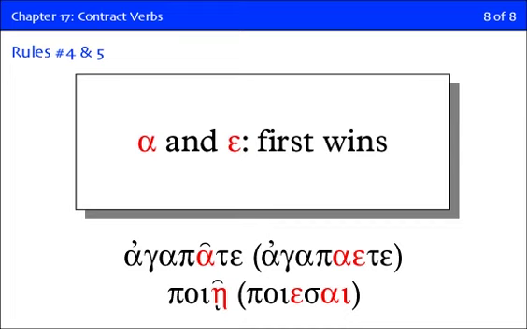And Rules 4 and 5 could actually be one rule if you wanted to, and that is when it comes to a combination of alpha and epsilon, whichever one comes first wins. Alpha lengthens to a long alpha, so alpha epsilon goes to alpha. Epsilon lengthens to an eta, so epsilon alpha goes to eta. So in the alpha epsilon or epsilon alpha contracts, it all depends upon which one comes first.